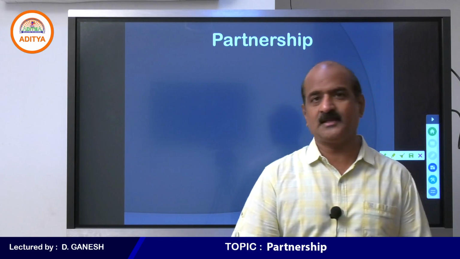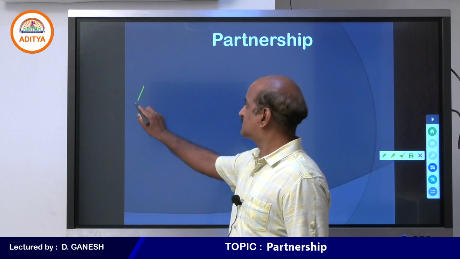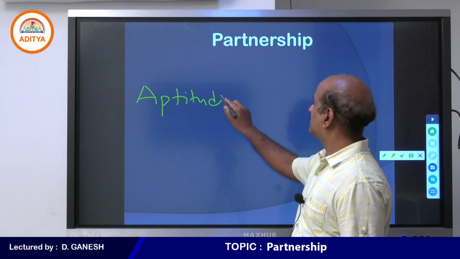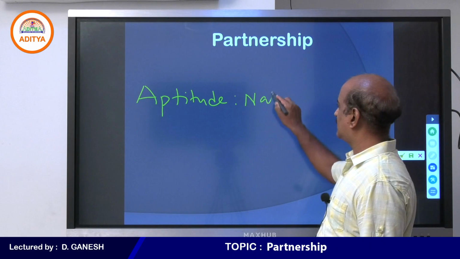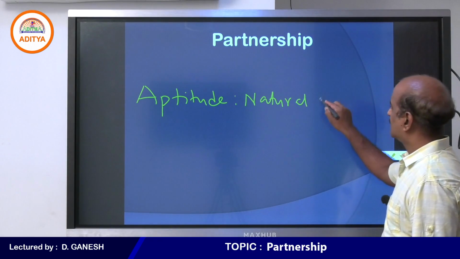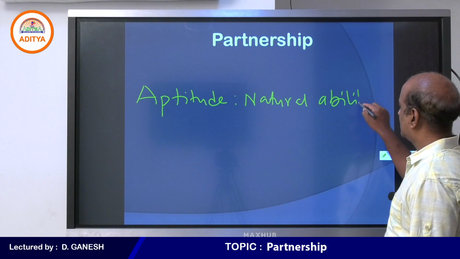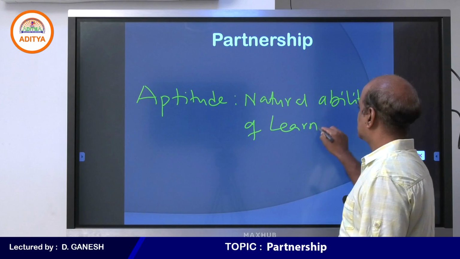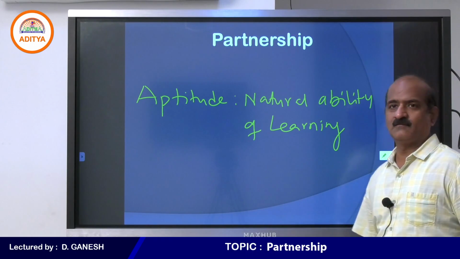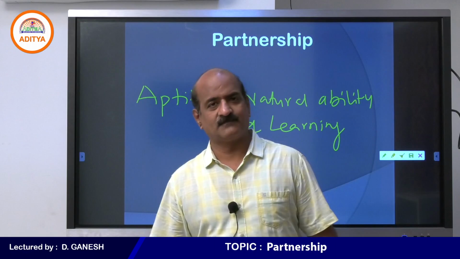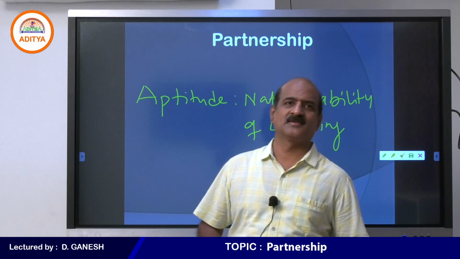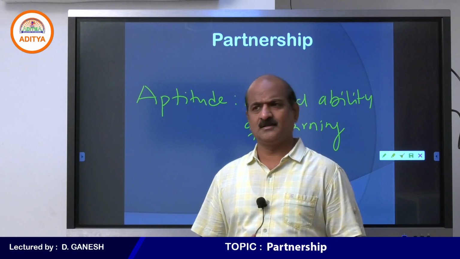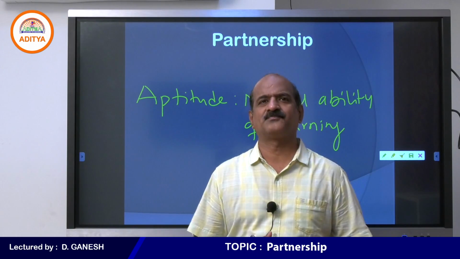I told you in the very beginning, students, do you remember what I told you about aptitude? You remember the definition of aptitude? Aptitude is all about the natural ability of learning. Therefore, when it comes to aptitude, the definition is natural ability, which I mean to say that we should have the natural ability while understanding the question, it should come naturally.